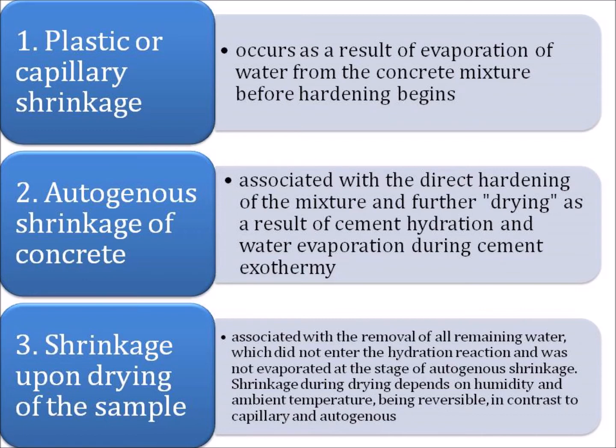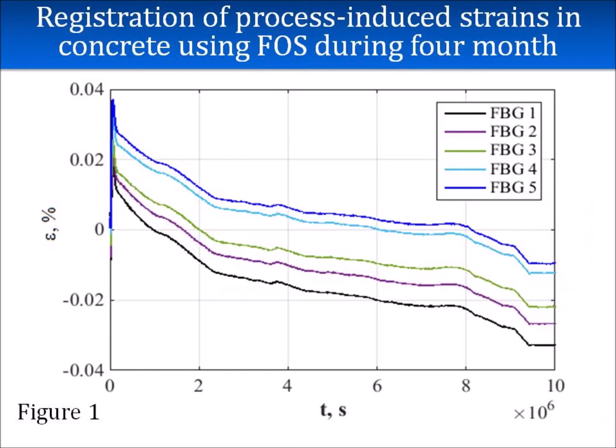The third stage is the shrinkage upon drying of the sample, associated with the removal of all remaining water, which did not enter the hydration reaction and was not evaporated at the stage of autogenous shrinkage. Shrinkage during drying depends on humidity and ambient temperature, being reversible in contrast to capillary and autogenous.